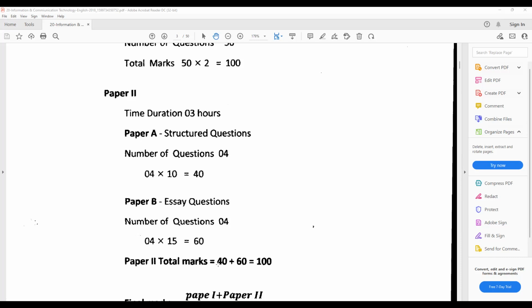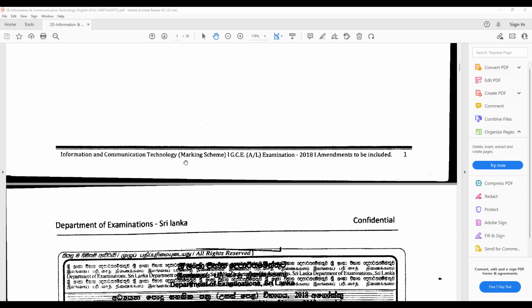In paper A, you have structured questions, which means there will be a question and then the space is already given to you, and then you are supposed to answer. So there'll be 4 questions. And paper B, you have essay type questions. So you'll have 4 questions to answer, and each question you will get 15 marks, right? So that's the structure of the paper.